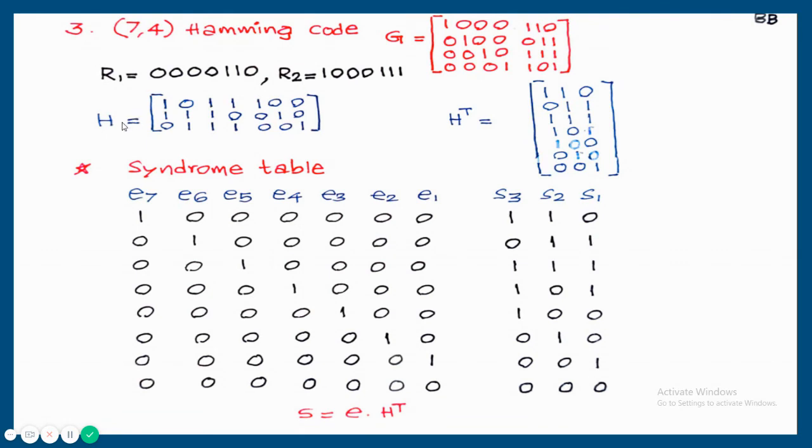Dimension of H is always n minus k cross n. n minus k is equal to 7 minus 4 is equal to 3. That is only 3 rows. From this H, H transpose can be written directly from here, P and I.